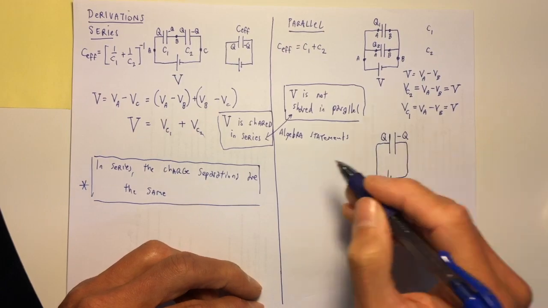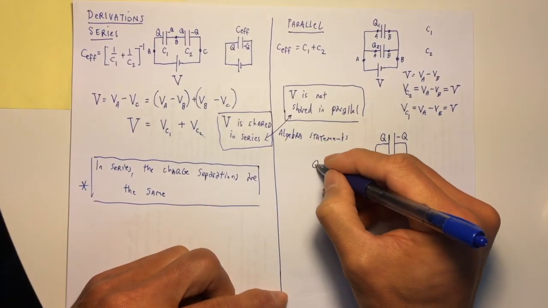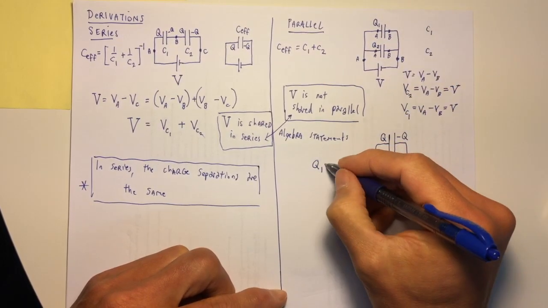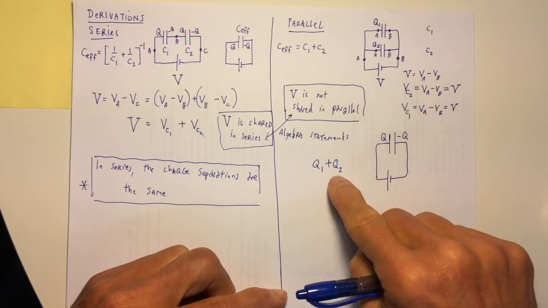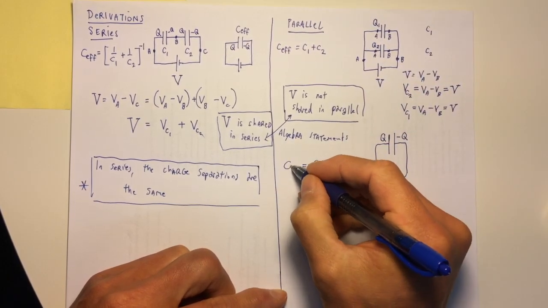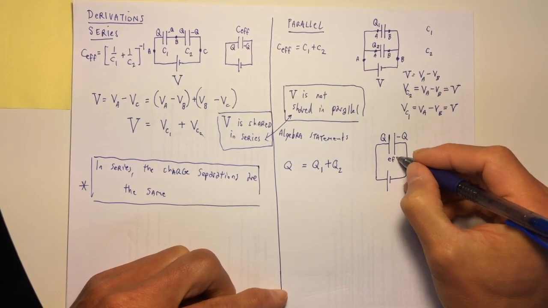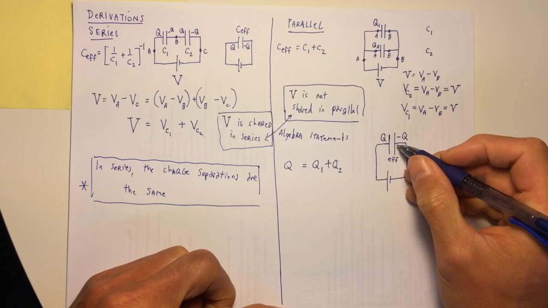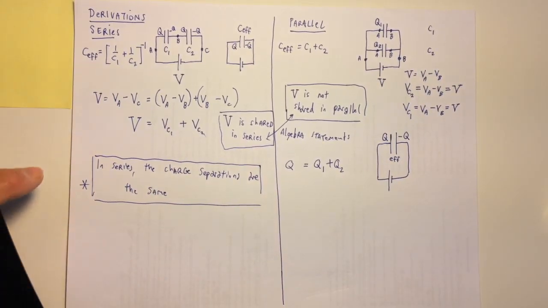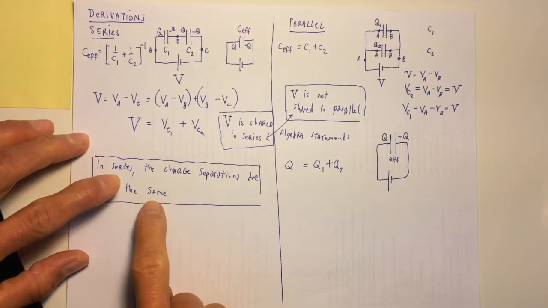And so what this means is that the algebra statement I get here is that Q1, the charge that shows up on capacitor number 1, and Q2, the charge that shows up on capacitor 2, is the same as the charge that's separated on the effective capacitor, right? Okay, so the charge separations are always the same, right?